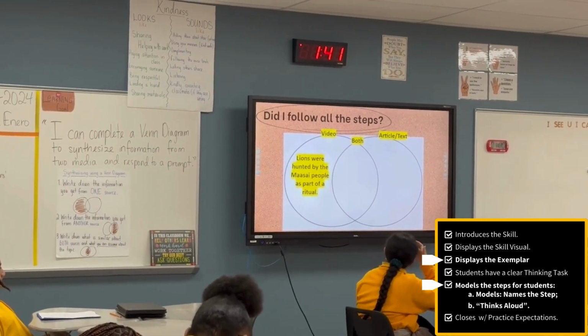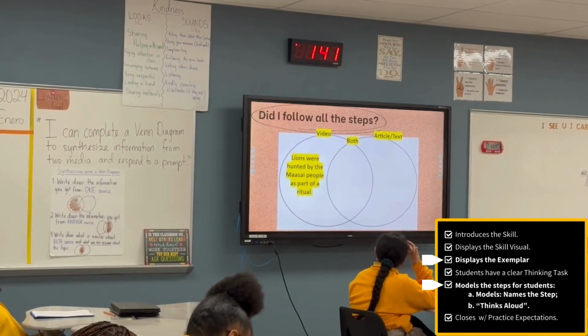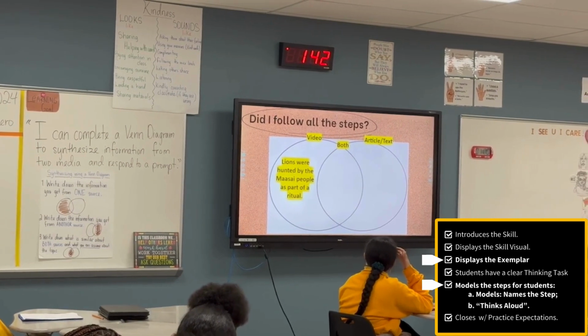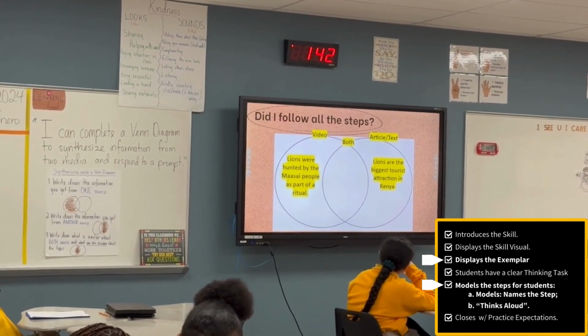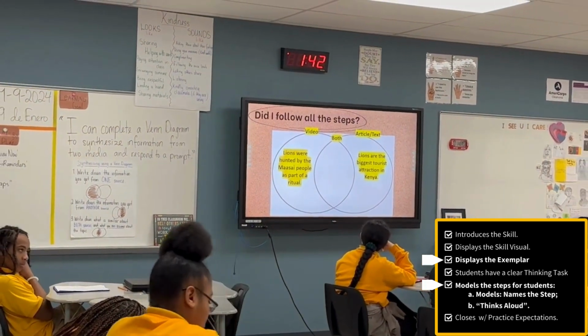So then below my video, I read the article, or my second source, the text. In my other circle, I will write down the information I get from that text. Lions are the biggest tourist attraction in Kenya. That's what I got from that text. So now I will do the final step.